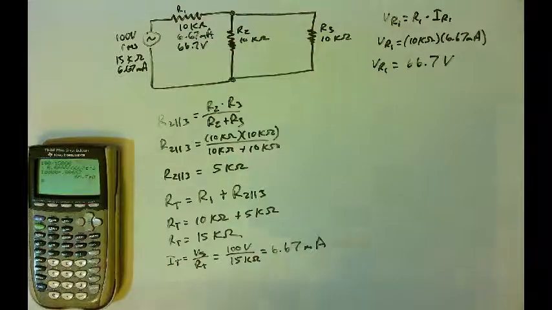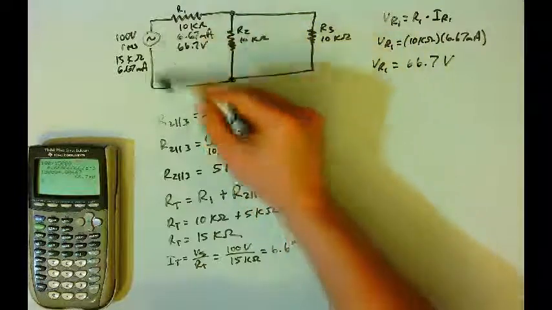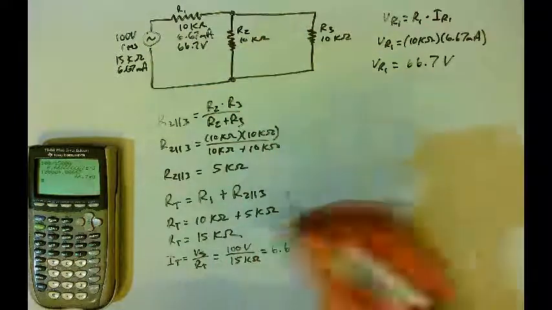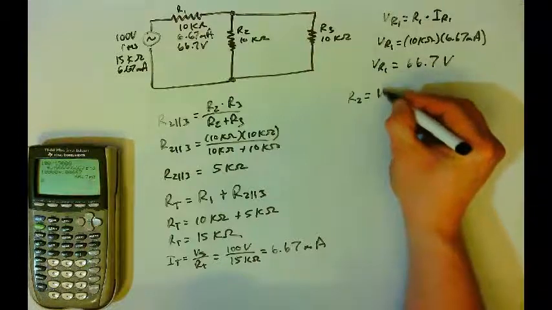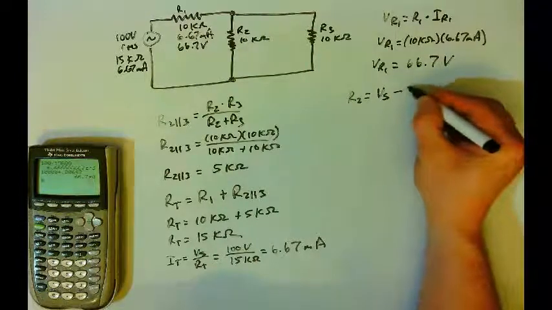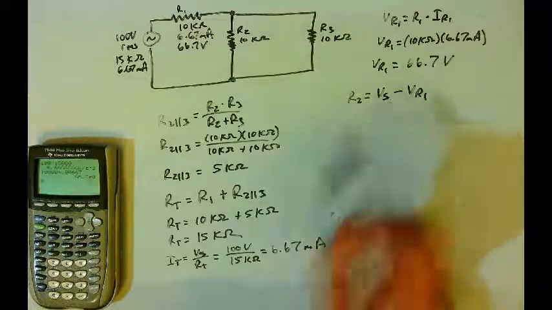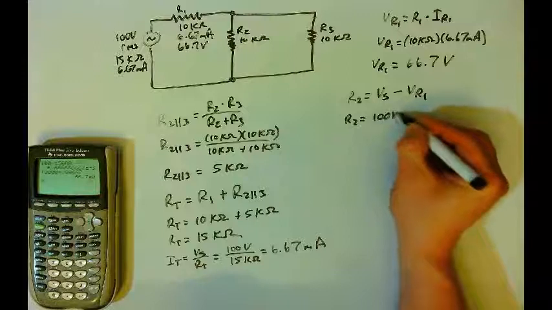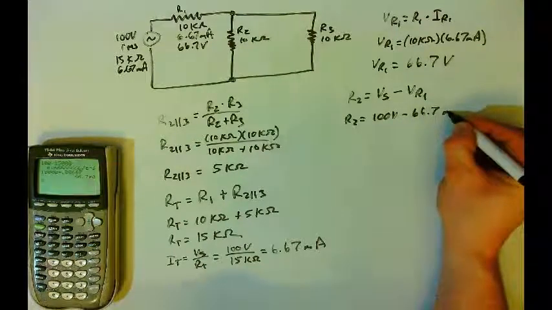And so now the next step is, because R1 and R2 are in a loop with the source voltage, their voltage drops must sum up to the source voltage. And so R2 will be equal to the source voltage minus the voltage drop on R1. Right, so R1 plus R2 has to equal the source voltage. R2 will be equal to 100 volts minus 66.7 volts.